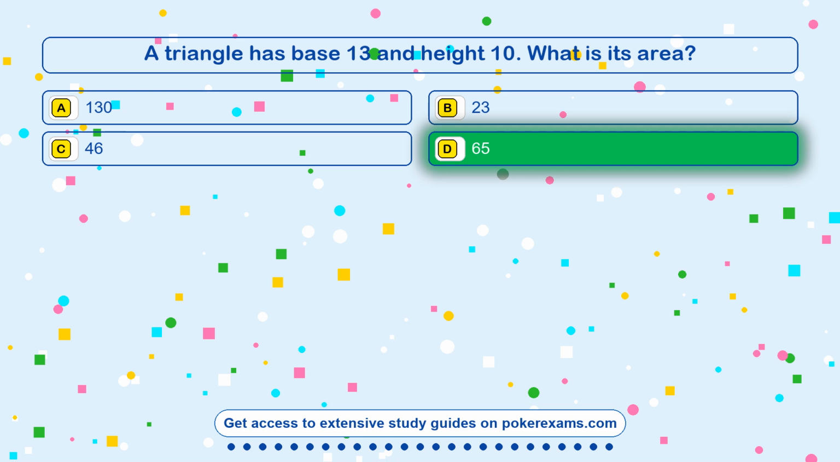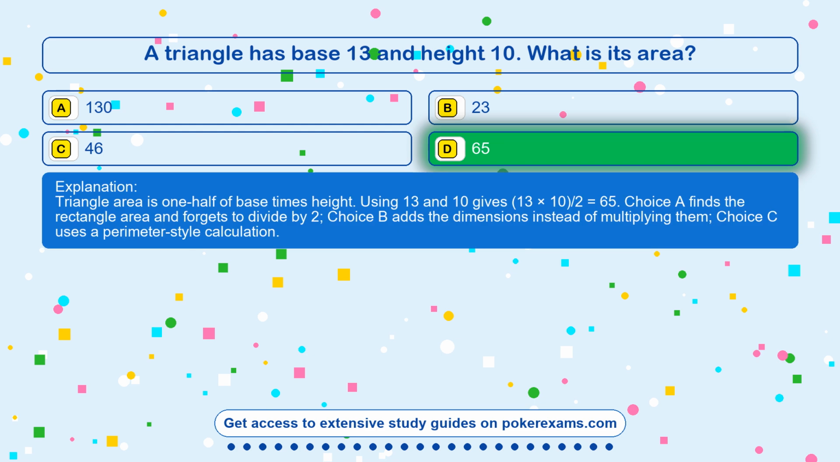The correct answer is option D, 65. Triangle area is one half of base times height. Using 13 and 10 gives 13 times 10, divided by 2, equals 65. Choice A finds the rectangle area and forgets to divide by 2, choice B adds the dimensions instead of multiplying them, choice C uses a perimeter-style calculation.